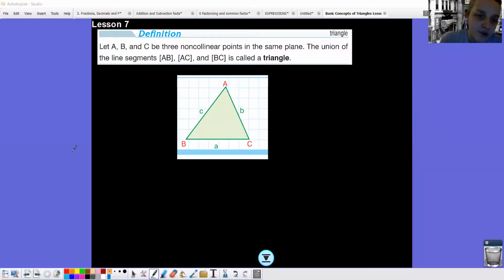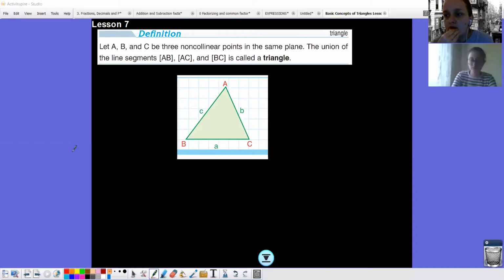With the triangles, basic concepts of triangles. I think that you have, again, directly after the angles in your book. If you have your book, you can check. It's another chapter, for triangles. It's the second chapter.